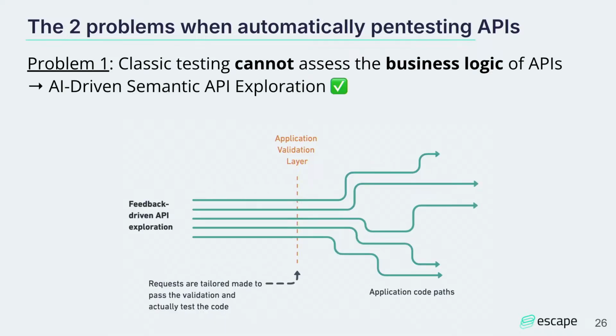Our solution for that, it's a bit of a buzzword, but sorry, we use AI-driven semantic API exploration. Basically, that means that we are able to quickly learn from the API, and we are able to craft payloads that will get through the validation layer to identify which of those payloads work, and then reuse them to build exploits. I will come back to that later.